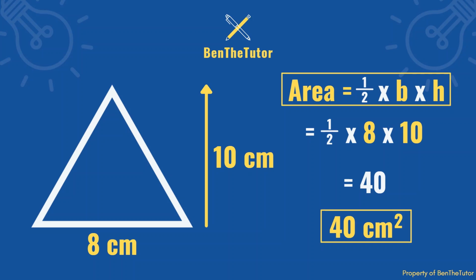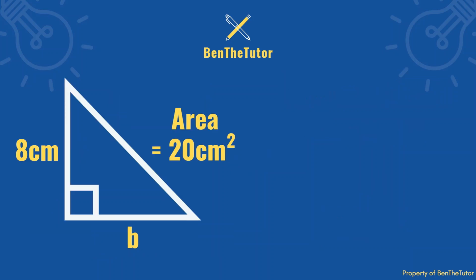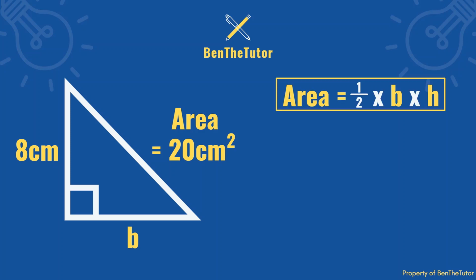Okay, so let's do an example now where we know the area and we need to work out either B or H, like this one here. So we've got an area of 20 centimetres squared, we've got a vertical height of 8 centimetres, and we need to work out B. So again, the first thing to do is to write down our formula, area equals half times the base times the height.